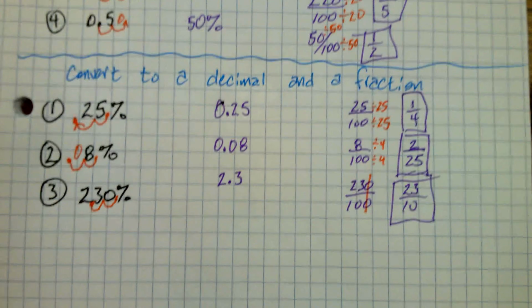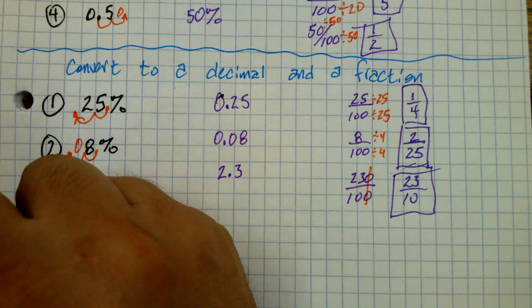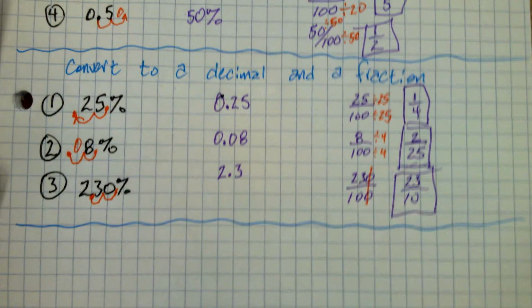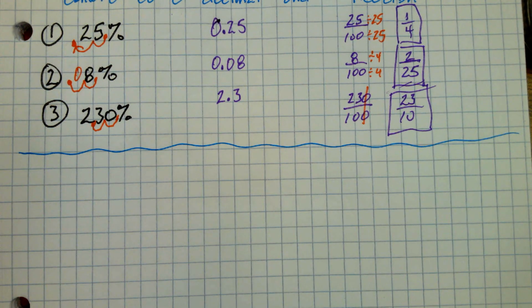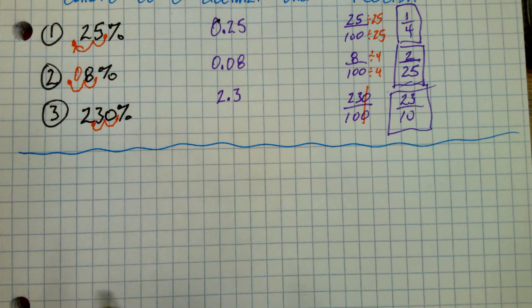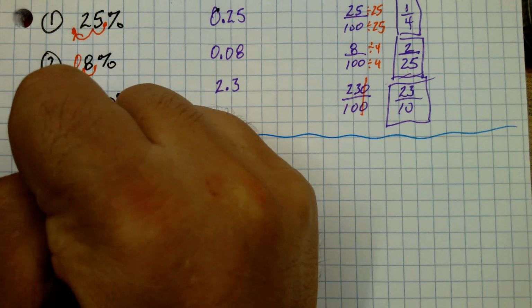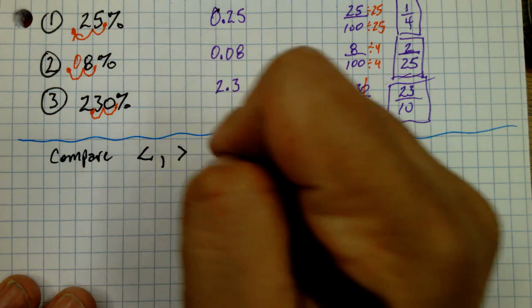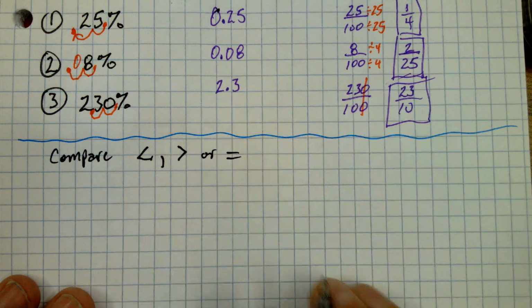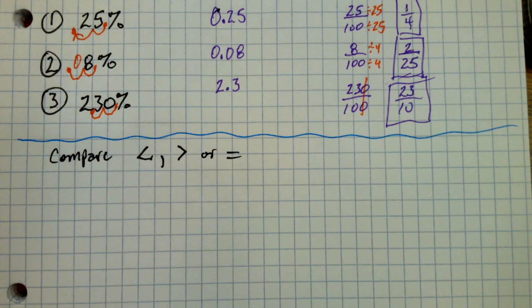All right. So the last thing we're going to do is a little comparison. Let's compare using our comparison symbols: is less than, is greater than, or equal. And the key is we want to convert everything we can to a decimal.